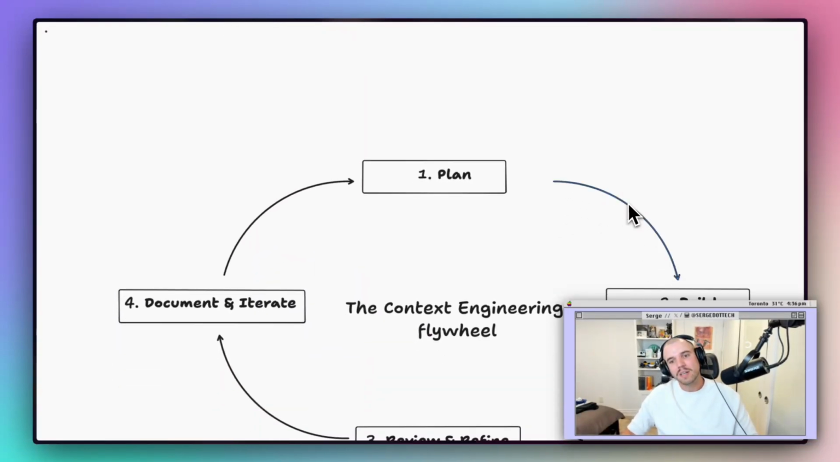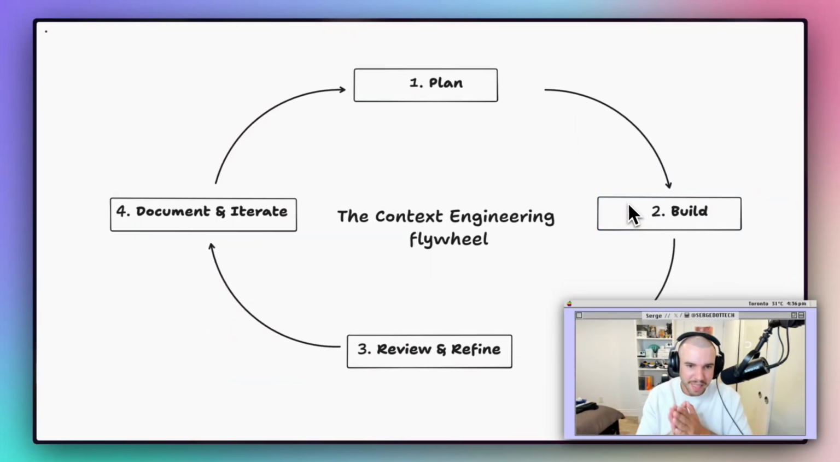And overall, this concept that I'm calling the context engineering flywheel is something that I try to do when I'm building something. So you start by planning, you build it, you review, and you document and you iterate. What does this look like in practice?